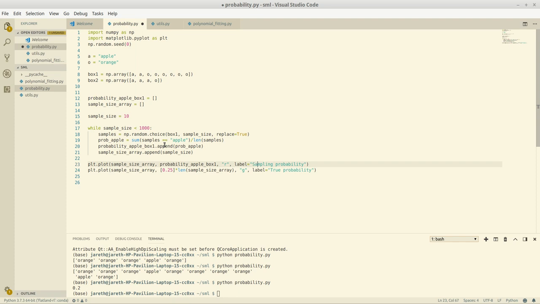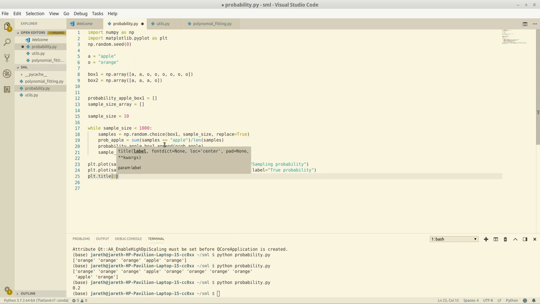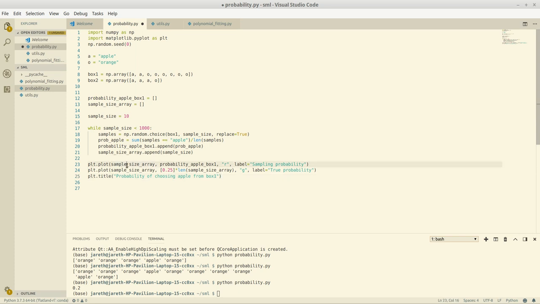So we have this, and let's set our title to be probability of choosing apple from box 1. If you haven't used matplotlib before, maybe this is a chance for you to get it. This is what we're plotting: x-axis, this is y-axis, and this is the color, this is just a label. So maybe this can be an introduction to that. I think it should be pretty clear.